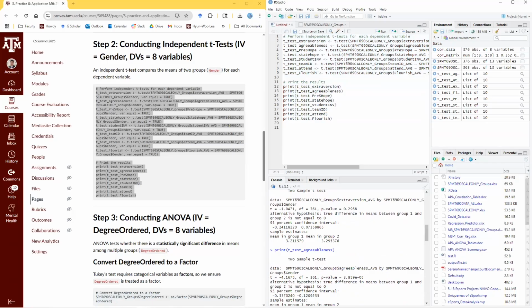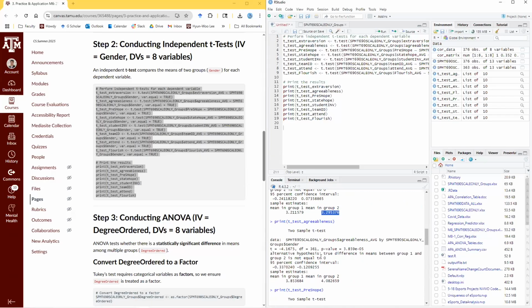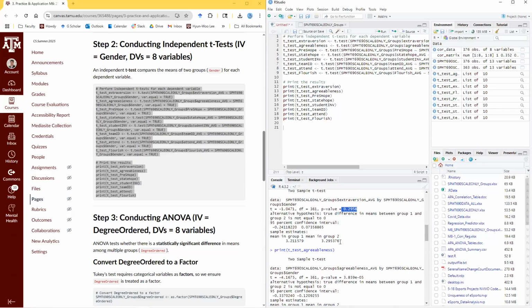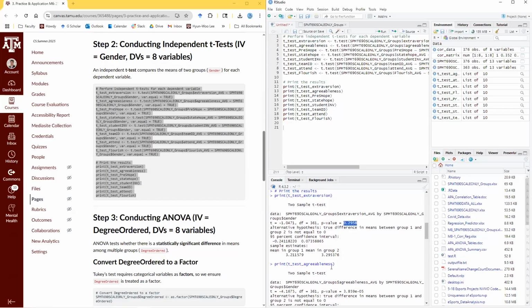group 1 in our data set, let me look at the group. In our data set, group 1 was male, group 2 was female. So it looks like extroversion was higher for females, but the difference was very minimal, in that the p-value was not smaller than 0.05. So there was not a significant difference between male and female in terms of extroversion.